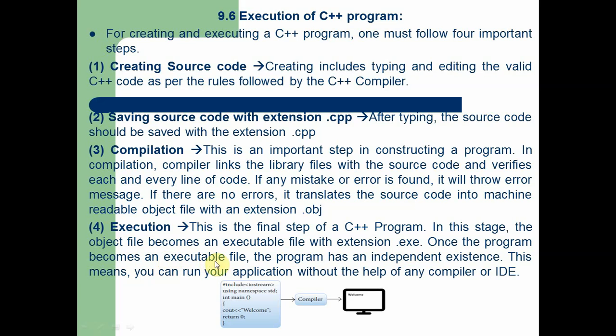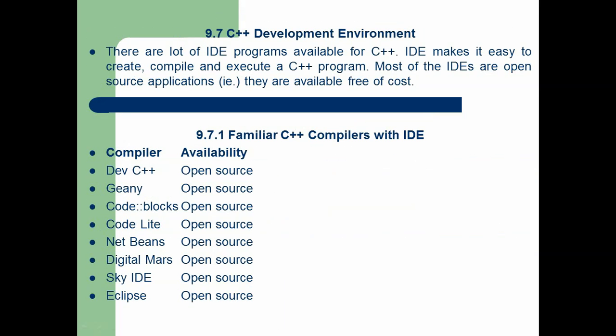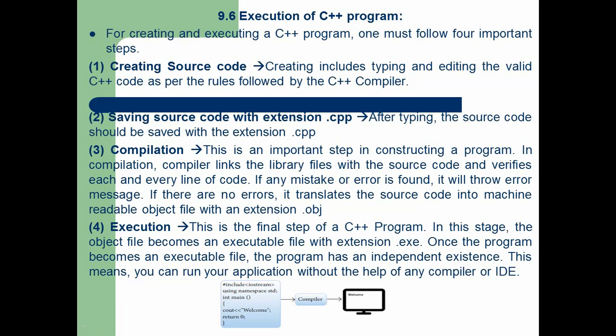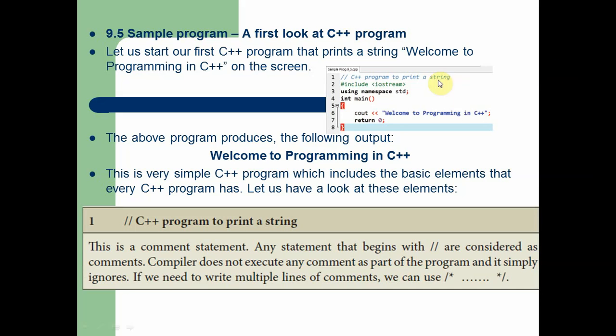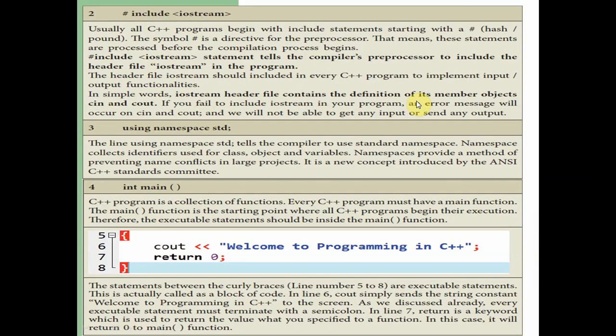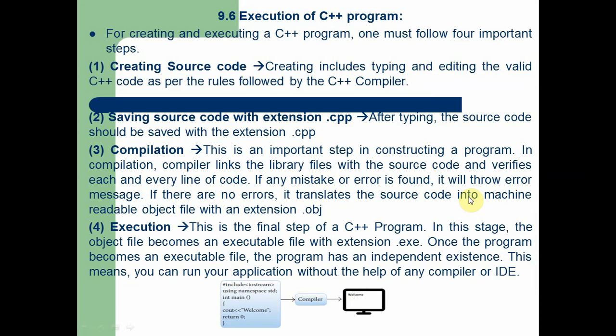Once the program becomes an executable file, the program has an independent existence. This means you can run your application without the help of any compiler or IDE. So this is the fourth step which we should follow. Now we are going to try the software, and after that we try to execute a simple program which we already discussed here. This program is going to be executed by following this fourth step in C++ software.